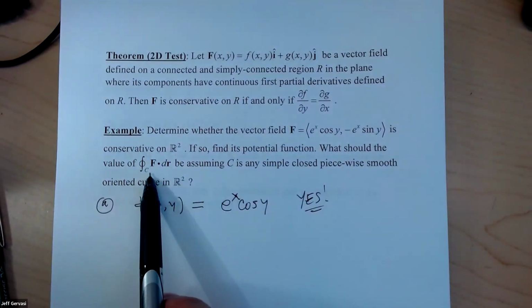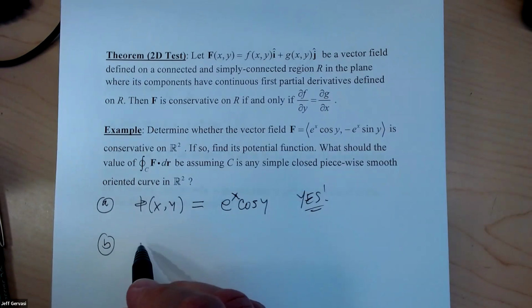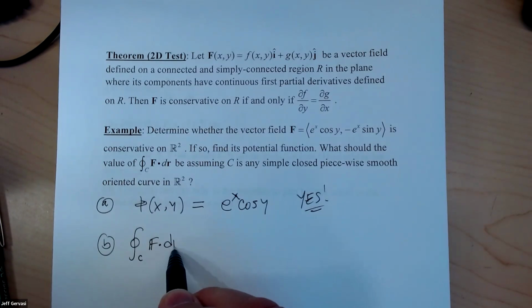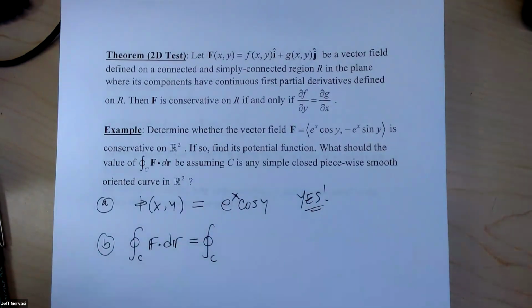Now, what should the value of the line integral be, assuming that C is any simple, closed, piecewise smooth, oriented curve in R2? What should that be? Right, it should be equal to 0. The fundamental theorem of line integrals, let me write this down, tells us so, because for such a curve, the initial point and the terminal point would be the same. And the fundamental theorem says that you're allowed to evaluate a line integral of a conservative vector field by evaluating the potential function at both ends of the curve.